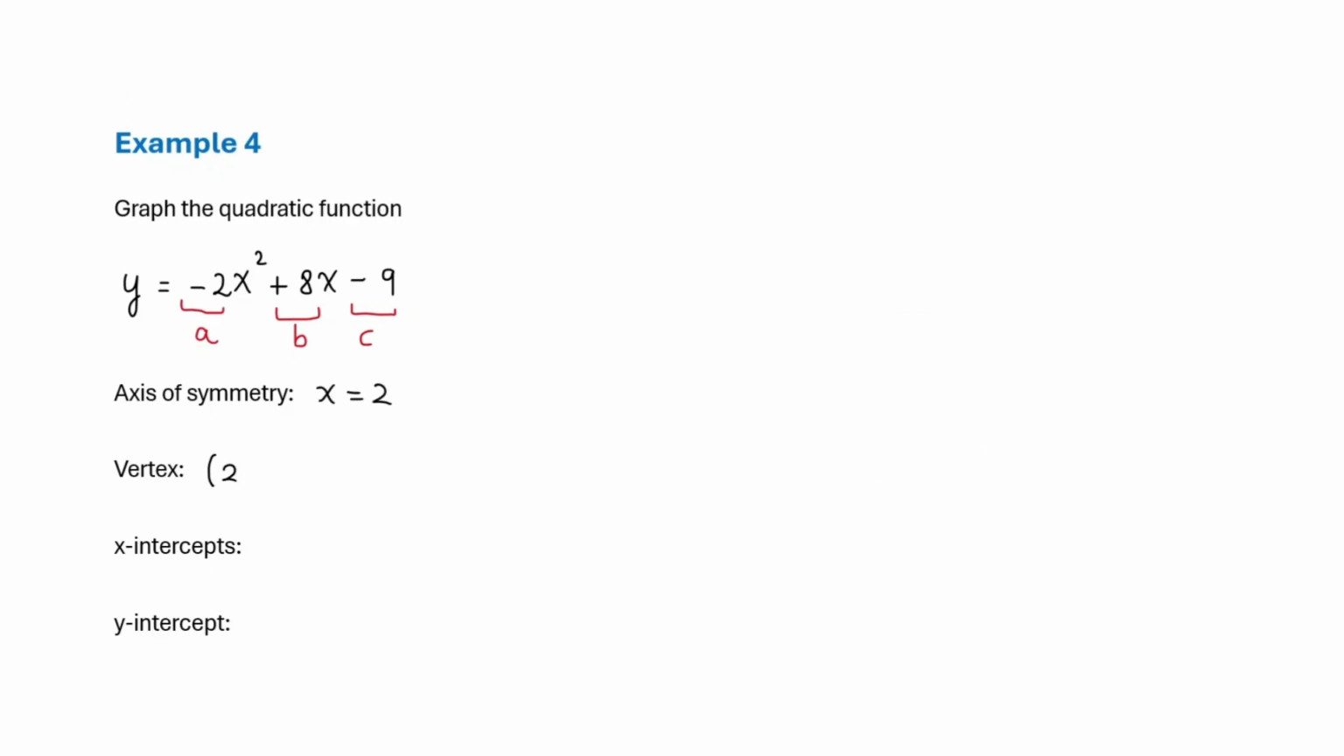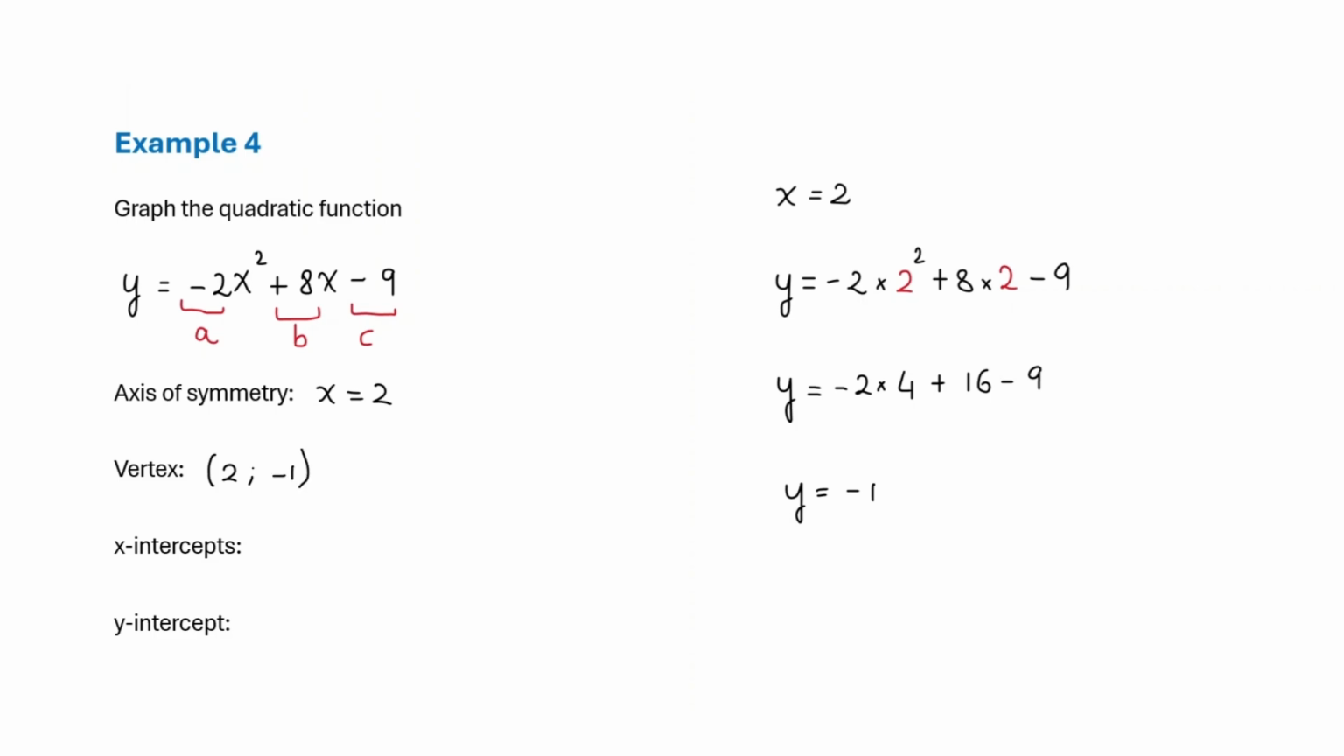The x-coordinate of the vertex is 2, so we substitute x equals 2 into the function. Y equals negative 2 times 2 squared plus 8 times 2 minus 9. That is negative 2 times 4 plus 16 minus 9, which gives us y equals negative 1. Therefore, the vertex is the point 2, negative 1.